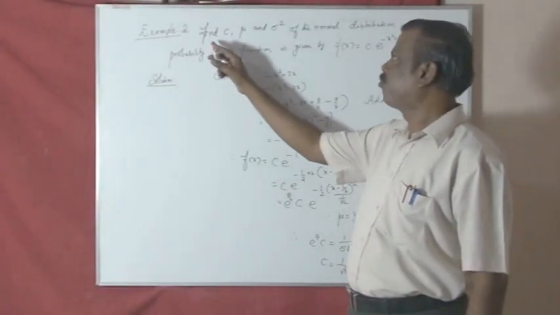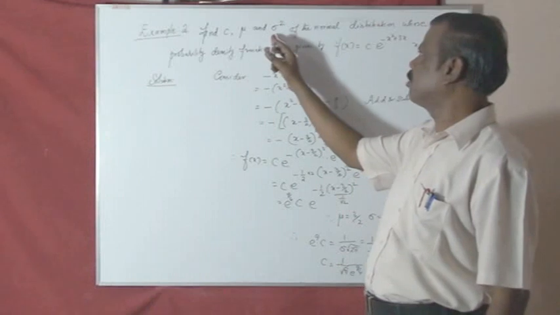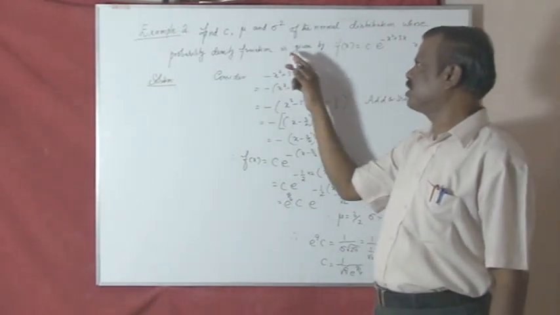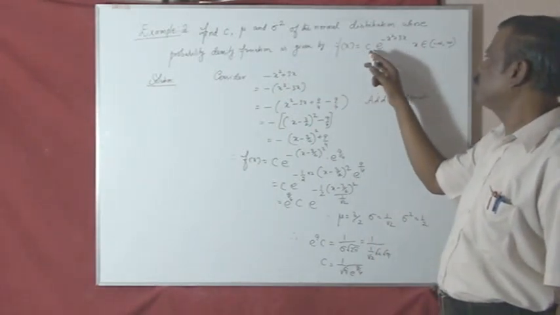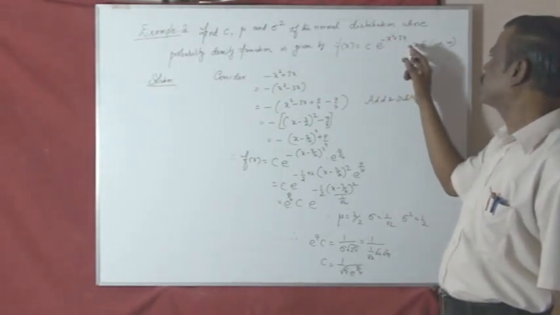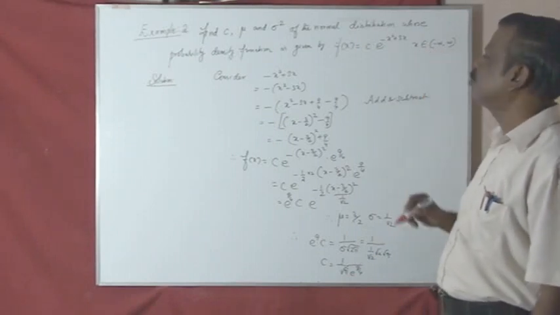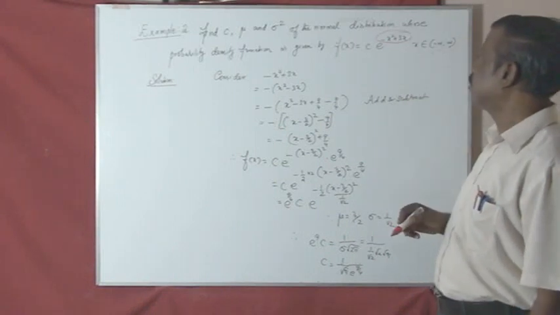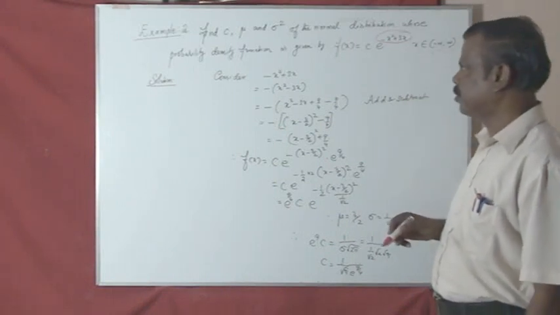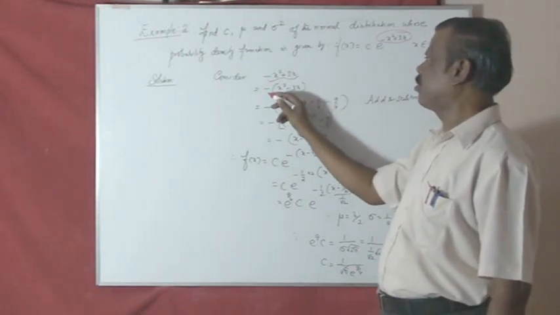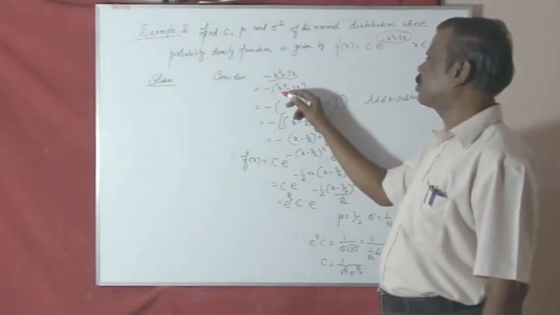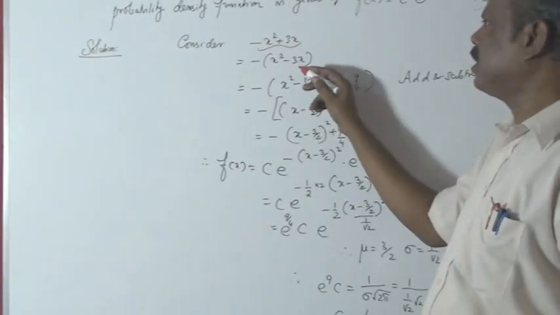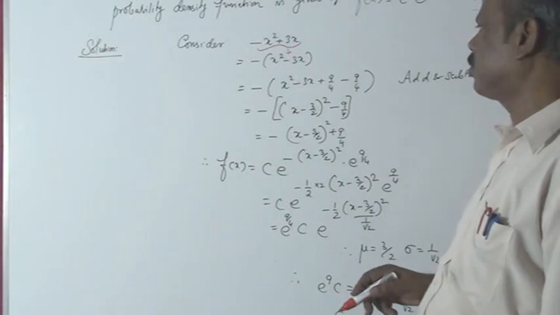Example 2. Find c, mu and sigma square of the normal distribution whose probability density function is given by f of x is equal to c e power minus x square plus 3x, x belongs to minus infinity to plus infinity. Now, we have to consider minus x square plus 3x, from which we can take minus as common factor. Therefore, we get minus of x square minus 3x. When you take minus as common factor, we get x square minus 3x. This plus 3x becomes minus 3x.